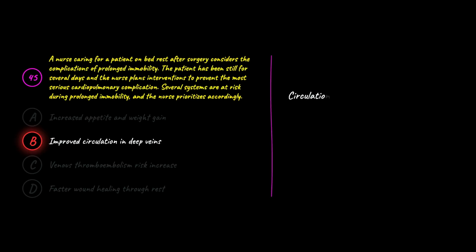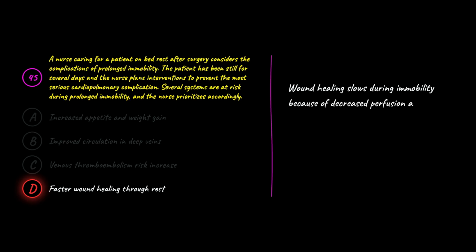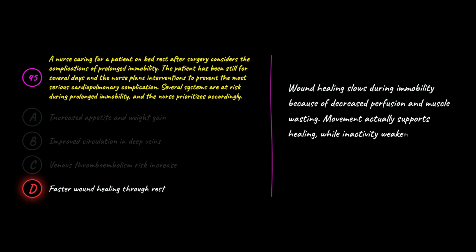B is wrong because circulation in deep veins worsens, not improves, during immobility. Stasis sets up the conditions for clot formation, so the option describes the opposite of what really happens with prolonged bed rest. D is wrong because wound healing slows during immobility because of decreased perfusion and muscle wasting. Movement actually supports healing, while inactivity weakens tissue and prolongs recovery time after surgery and other procedures.